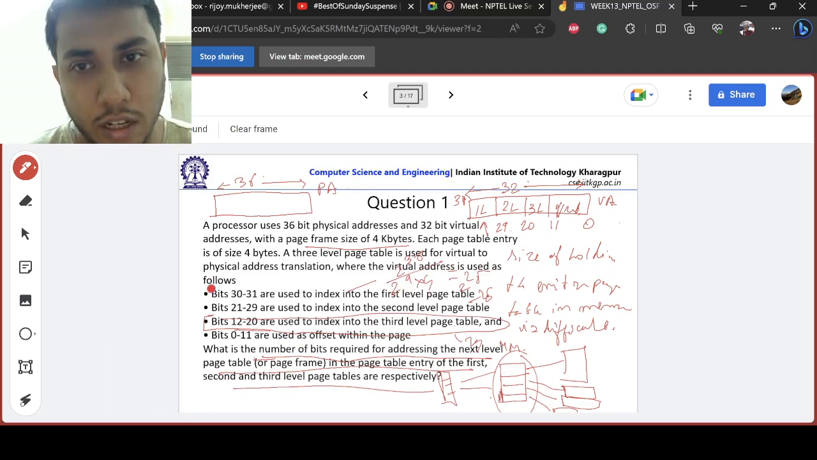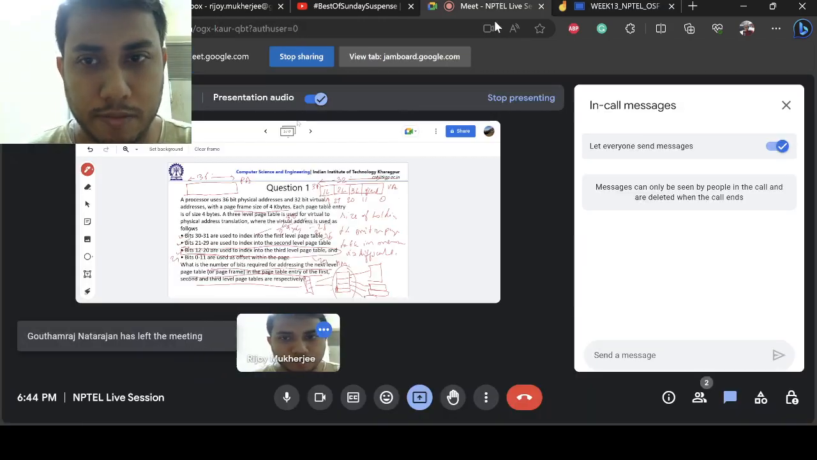So all the three: first level page table addressing will require 25, second level page table will require 25, and third level page table will require 24. That will be the answer.